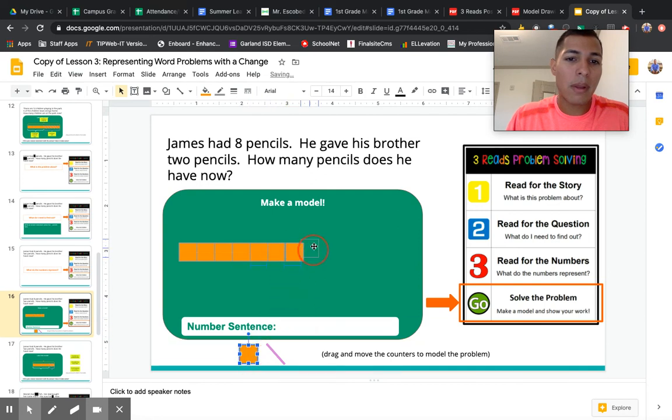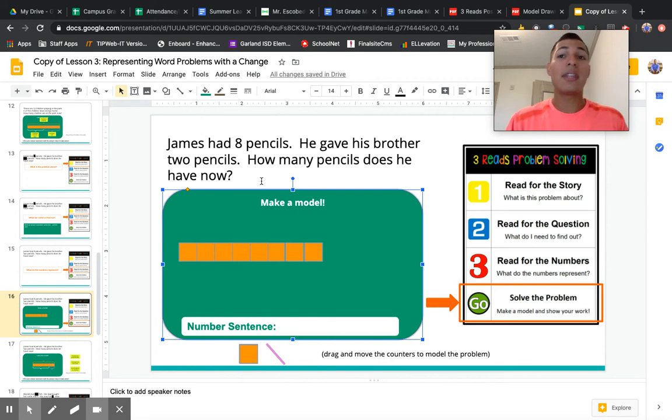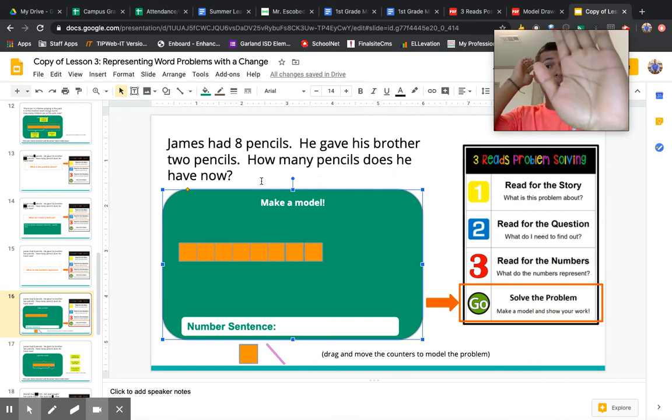All right. Here's 8. 8 right here. Okay, 8 right there. So he gave his brother 2 pencils. So James gave his brother 2 pencils. So are we going to be adding more pencils to James, or are we going to be taking away more pencils from James? Taking away, right? Because he's giving away. He's giving those pencils to his brother.